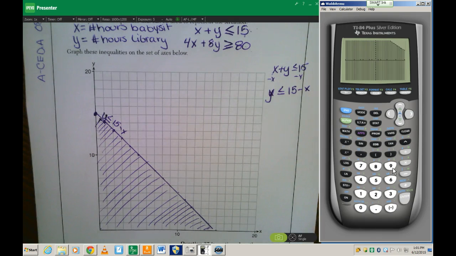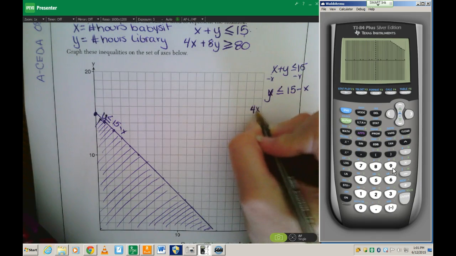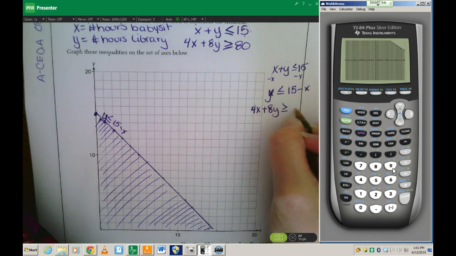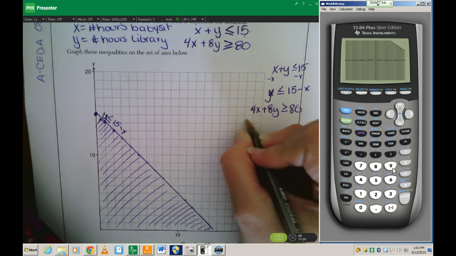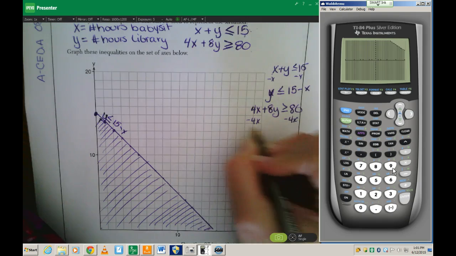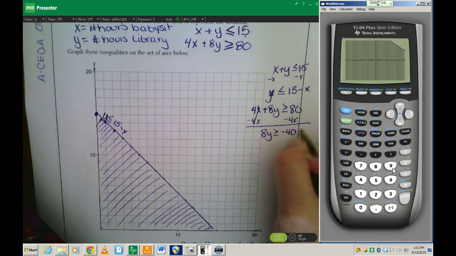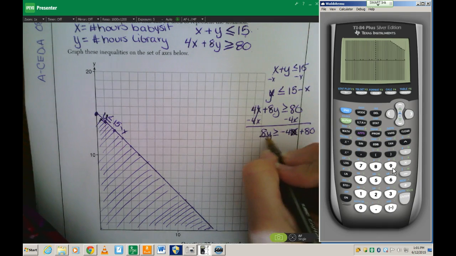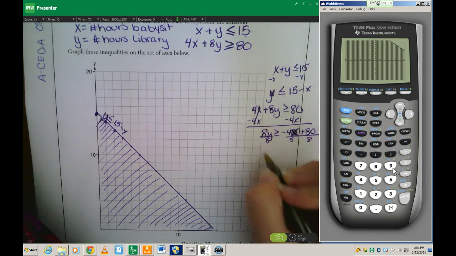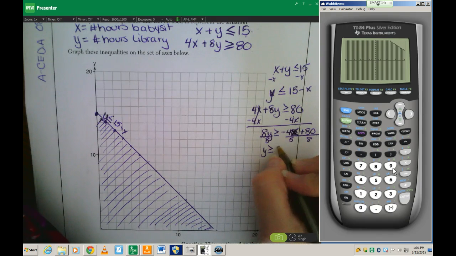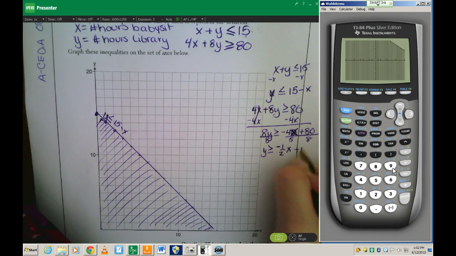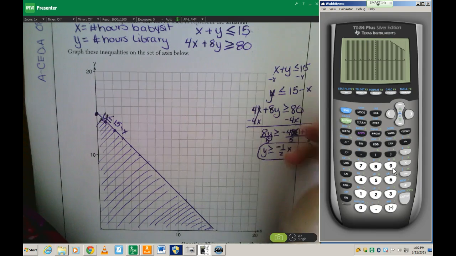Now we need to do the next one. So we have our 4x plus 8y has to be greater than or equal to 80. We want y by itself, so we'll subtract 4x. These cancel. 8y is greater than or equal to negative 4x plus 80. Oops, that should be negative 4x. My bad. Divide everything by 8. Y is greater than or equal to negative 4/8 x, which is really negative 1/2 x, plus 10. And this is my other equation I need to graph.